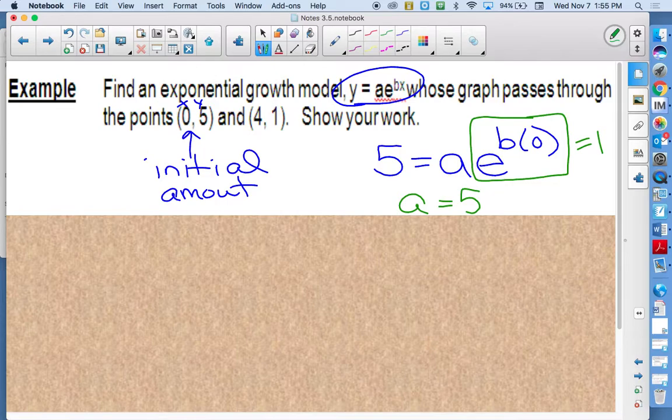The initial amount is equal to 5 because when you have a y-intercept, your x value is 0. And when you have any number to the 0 power, it's equal to 1. So that initial amount is 5. So as she said, you would let A be 5. So now we have 5e^(bx). That's our initial amount. And then Virginia, what do you do? Yeah, so then you plug in the next point for x and y.